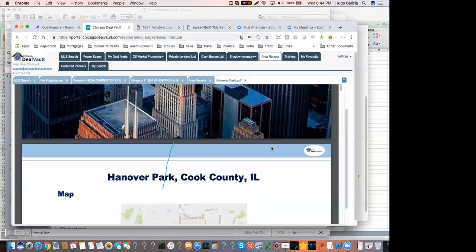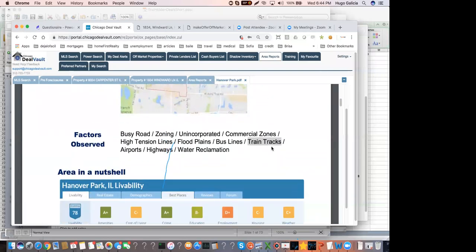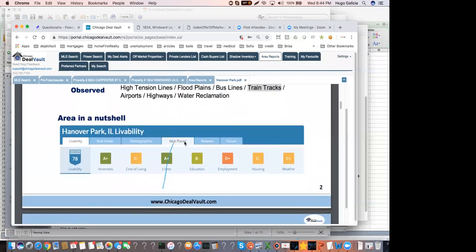So one thing that I like to show you, friends, and we've gone through this in the past, but just as a reminder, look at the livability score. If this is over 70%, this is a good area. So when we look at an area, let's say we're not familiar with Hanover Park at all, if you see the livability over 70%, it's a good area, okay?